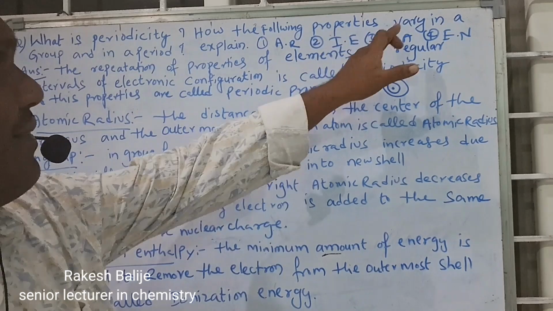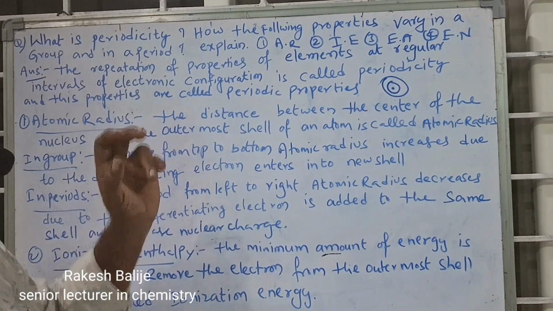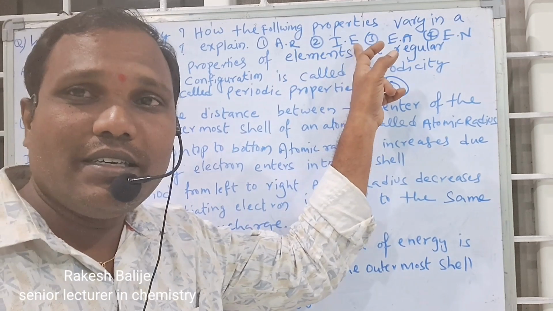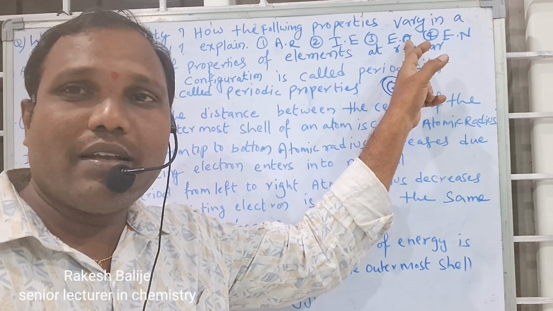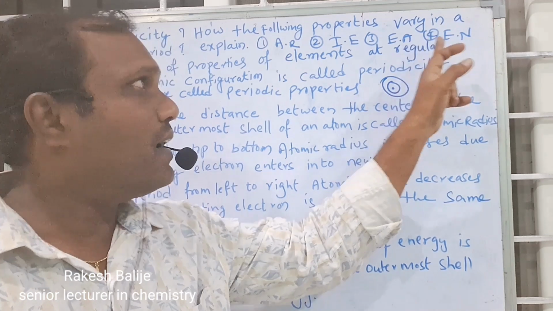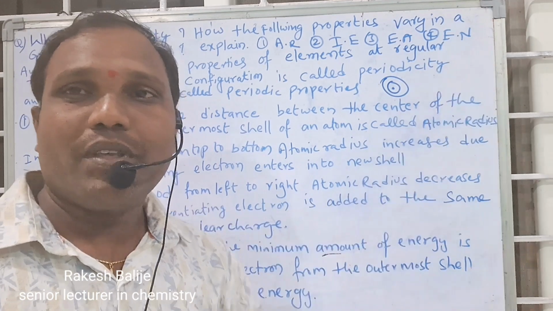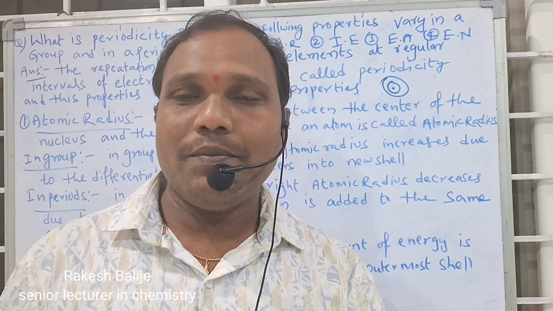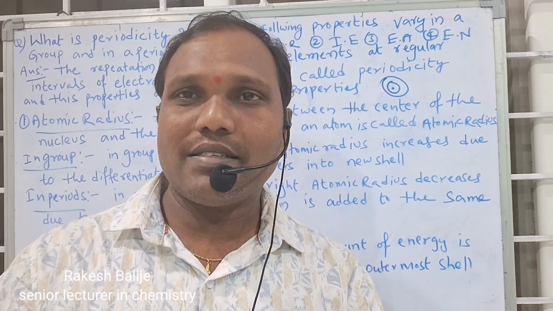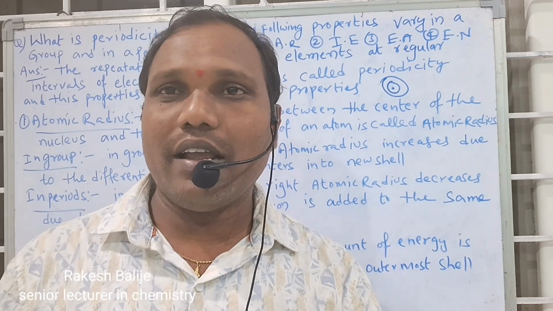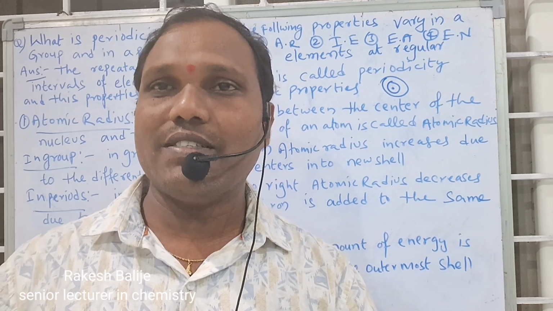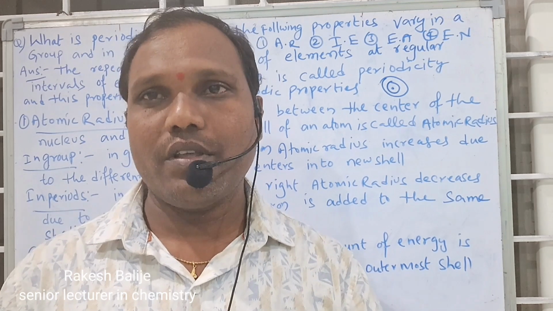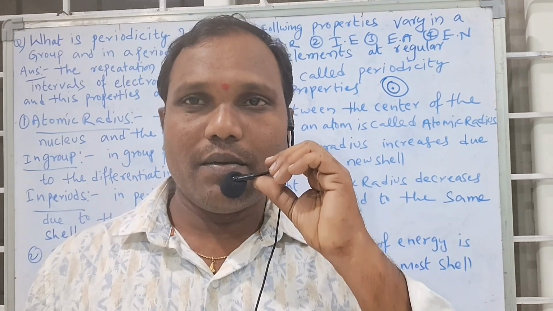Now I will explain another important 8 marks question: what is periodicity, and how the following properties vary in a group and in a period. Explain atomic radius, ionization energy, electron affinity, or electron gain enthalpy, and the last one is electronegativity. Here we need to write the periodicity definition and the definitions of atomic radius, ionization energy, electron gain enthalpy and electronegativity, and how they vary in groups and periods. First, periodicity.